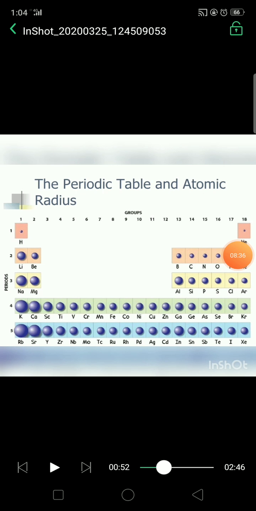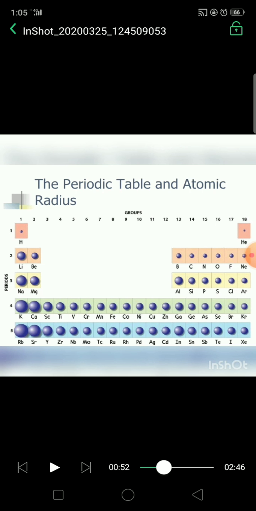If you come to the second period, you can see lithium, beryllium, boron, carbon, nitrogen, oxygen, fluorine, neon. These all come under 2s, 2p. The last electron is entering the same shell. So in the second period itself, the shell number is not going to increase, so the size goes on decreasing. If you come down the group, the shell number increases.